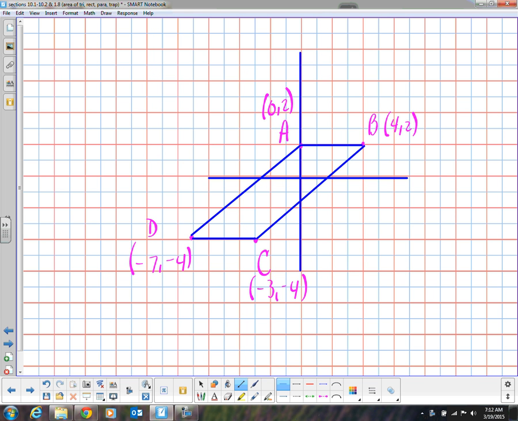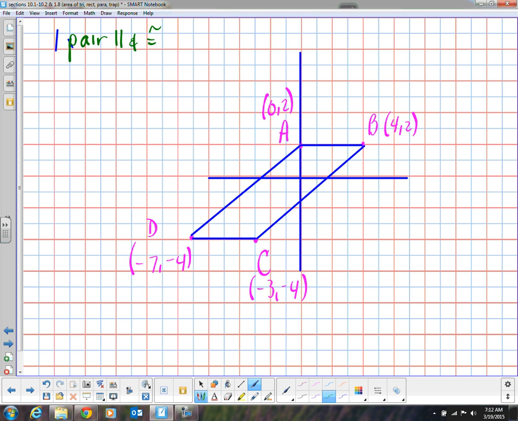What was the third option? And that was one of the ones on your test. If one pair of opposite sides are both parallel and equal. One pair parallel and equal. And that's what I'm going to go for. One pair parallel and equal. It's got to be the same pair.